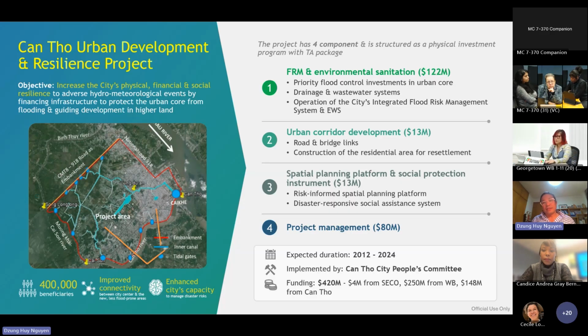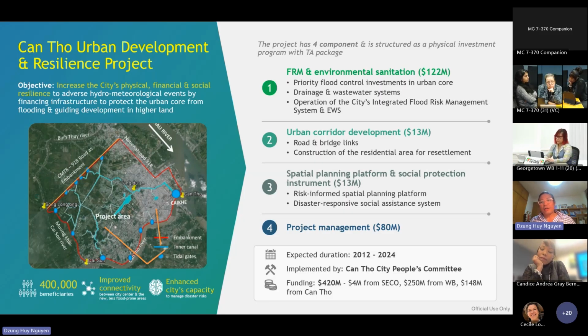The project was implemented over 7 years. I will also come to the challenges of why 7 years, starting from 2017 and closing just 2 years ago in 2024.